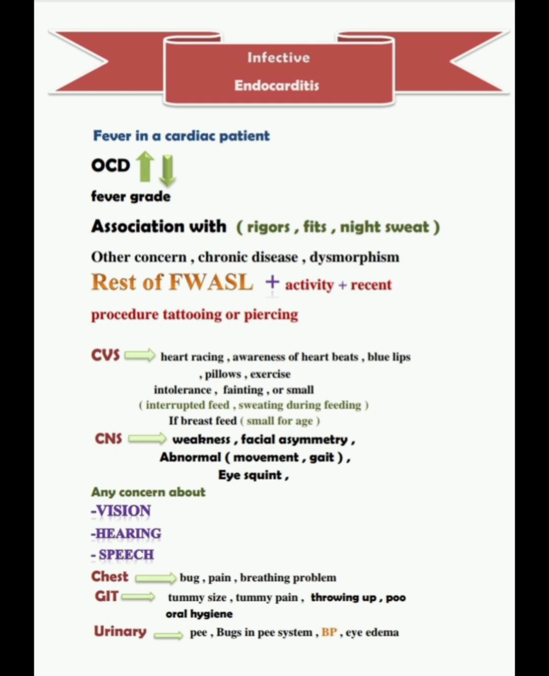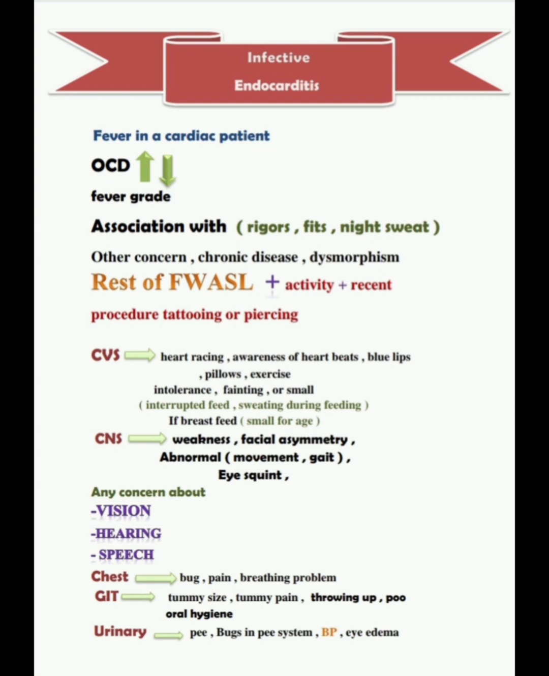Now we ask the CVS, systemic review. We go for CVS, and ask is there any heart racing, awareness of heartbeats, blue lips, how many pillows he takes for sleep, and exercise intolerance, fainting, or small interrupted feeds, sweating during feeding if breastfed, small for age. And then CNS, we ask any weakness, facial asymmetry, abnormal movement, gait or eye squint. Any concern about vision, hearing, speech, we will ask.